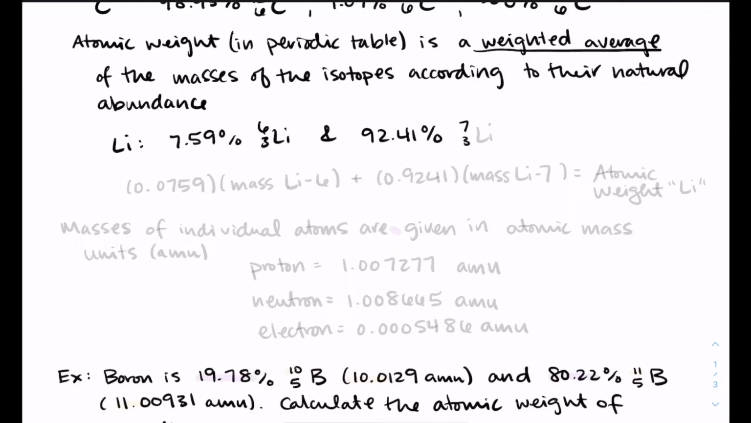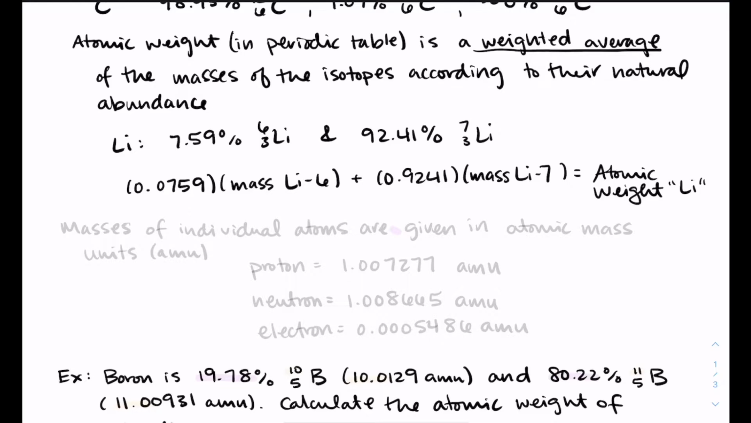Out of the 100% of all the naturally occurring lithium, we have our percentages of the individual isotopes. Calculating a weighted average means taking the percent of lithium 6 and multiplying it by the mass for lithium 6, and then adding to that the percent for lithium 7 multiplied by the mass for lithium 7. This will give you the atomic weight of lithium that matches what's in the periodic table.